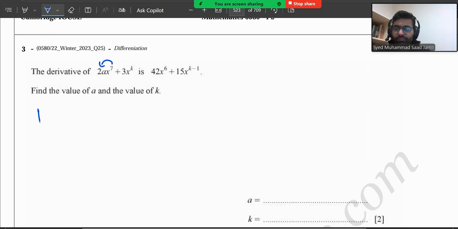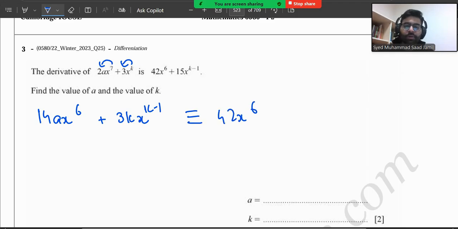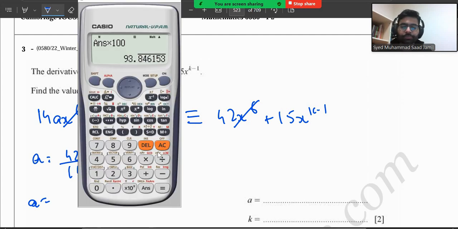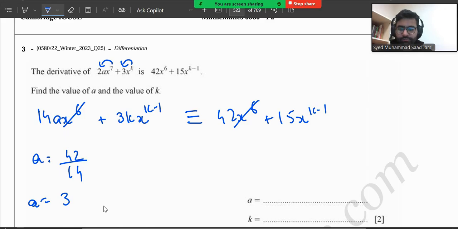7 multiplied by 2a is 14ax, decrease one power, so to the power 6, plus k multiplied by 3, 3kx. Now guys, look, we subtract one from the power, so k minus 1. This is equivalent to 42x raised to power 6 plus 15x. Now we need to find a. Now this cancels, it means a is equal to 42 divided by 14, which is 3. I hope it's correct.